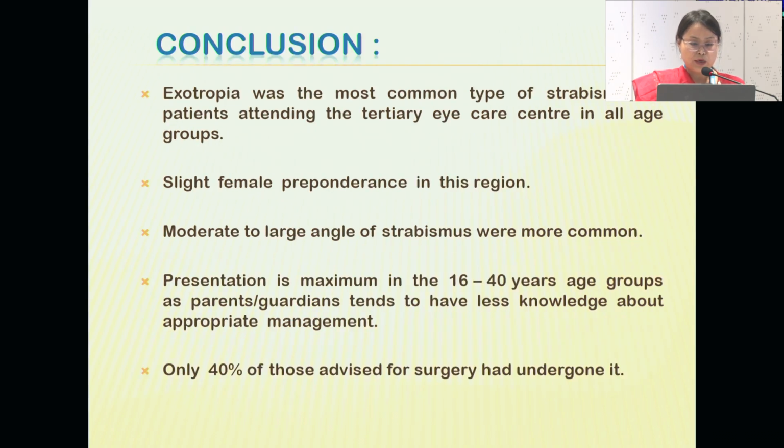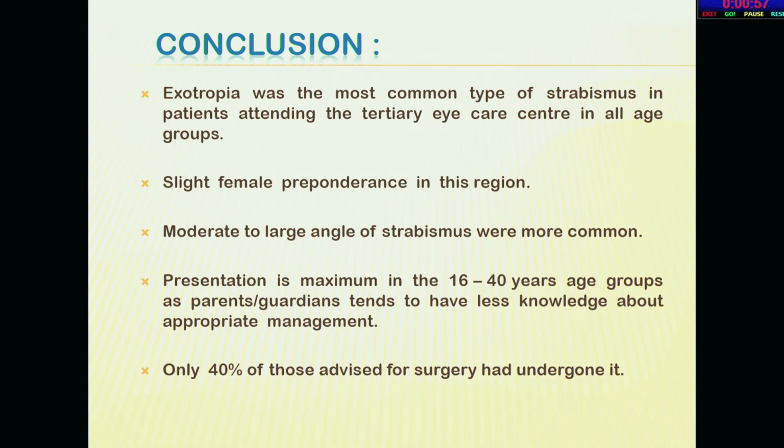So, to conclude, exotropia was found to be the most common type of strabismus in patients attending the center in all the age groups. Slight female preponderance was found in the region. The moderate to large angle of strabismus was the most common type of presentation. Maximum presentation is in between the 16 to 40 years age group, and only 40% of those advised for surgery had undergone it. Thank you.